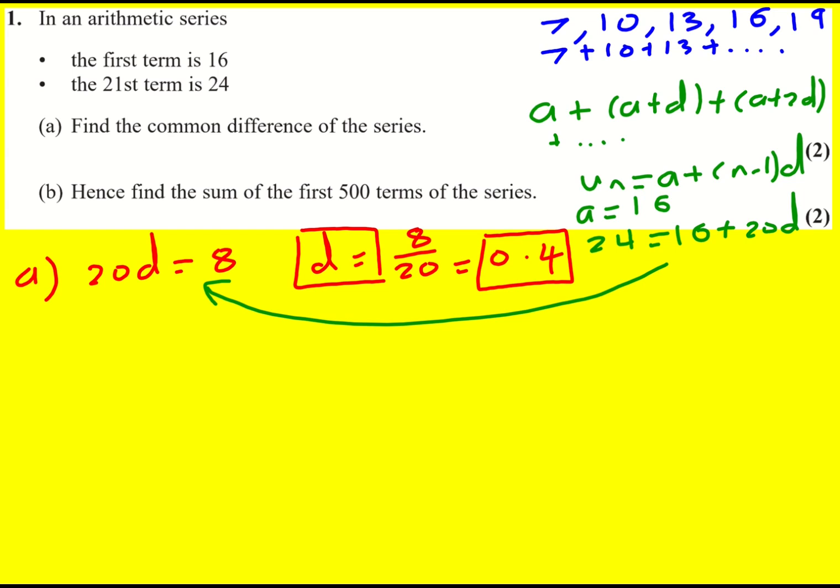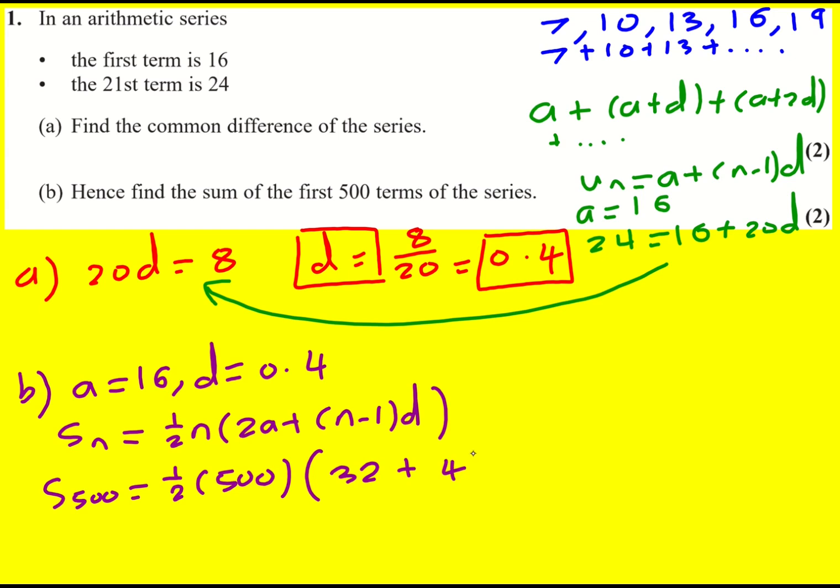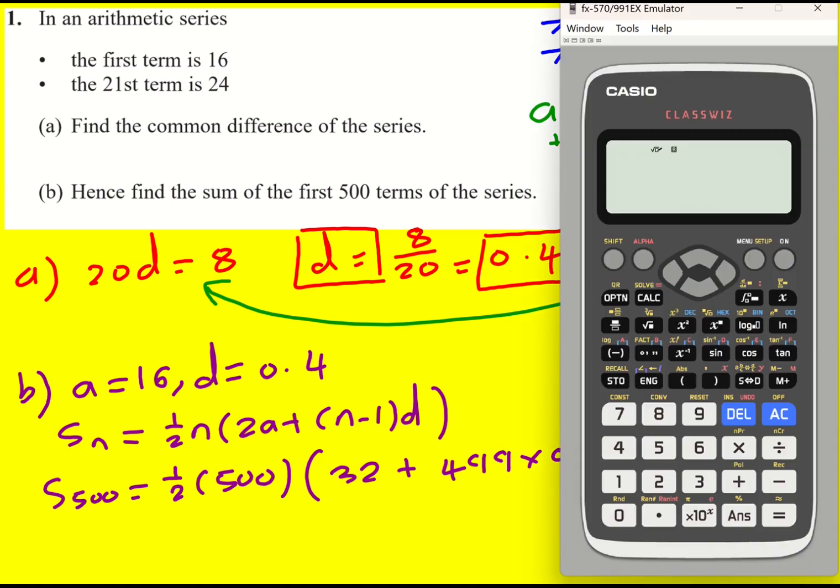And then we're asked to find the sum of the first 500 terms. So we've got a, remember, is 16, d is 0.4. The general sum of an arithmetic series is a half n brackets 2a plus n minus 1 d. This is in the formula book. So for us, S500 is going to be a half of 500 times 2 times a, so 32, plus 499 times 0.4. Half of 500 is 250.